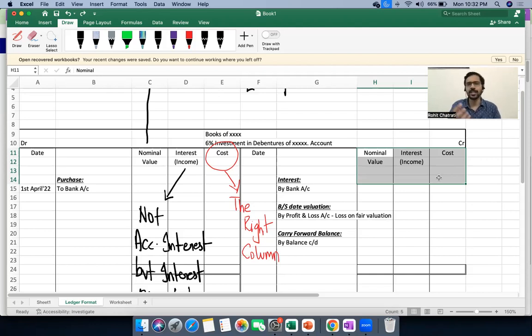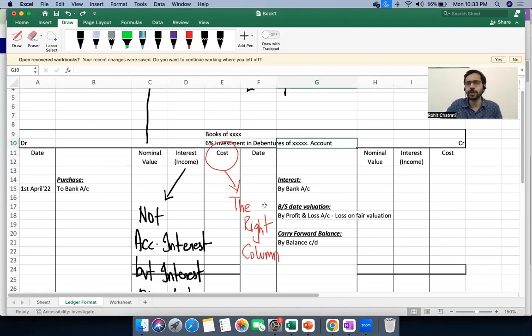But before going into that, some formatting stuff that I would like to mention: whenever you're preparing a ledger account, the first line is supposed to represent books of X Limited, books of Mr. A, books of Messrs. So and so, XYZ Company Limited. So the first line always denotes which company's books you are preparing the ledger account in. And the second row is supposed to represent the name of the ledger account.